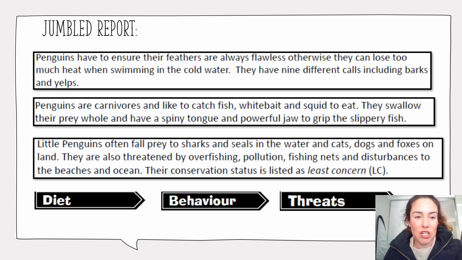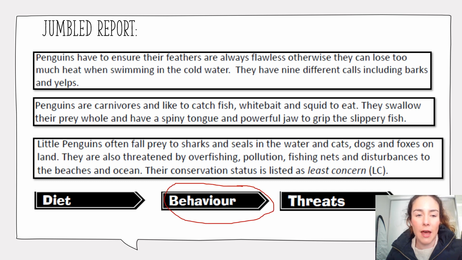All right, so hopefully you've had a chance to pause your video and read through those paragraphs, and I'm going to read through them now, and we're going to discuss how to work out what subheading goes with each paragraph. Penguins have to ensure their feathers are always flawless, otherwise they can lose too much heat when swimming in the cold water. They have 9 different calls, including barks and yelps. So to me, I'm thinking it's sounding like behavior, what they act like. So I will put a circle around behavior and put a red mark next to it so we can remember that. That's sounding like about how penguins act.